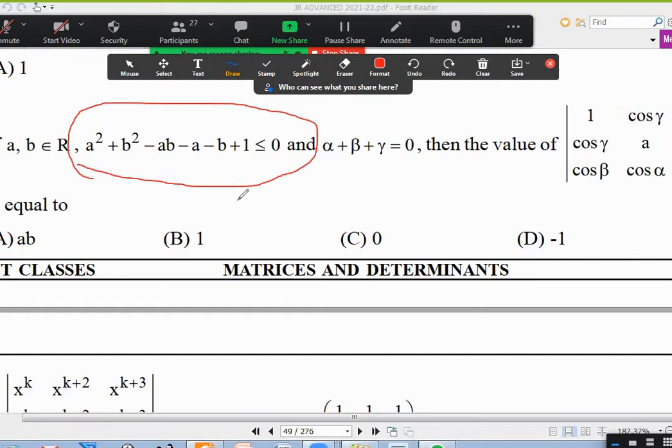I'll skip this question, but I want to put a comment a little bit. From this given inequality, it is possible to prove a equal to b equal to 1. Anybody want to comment why?